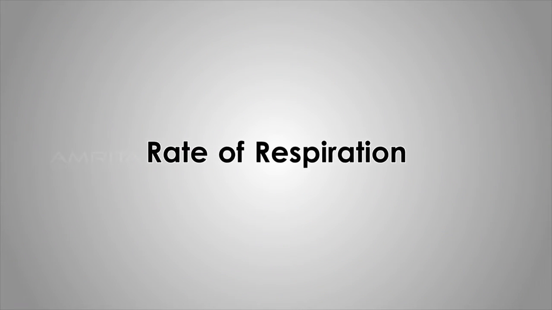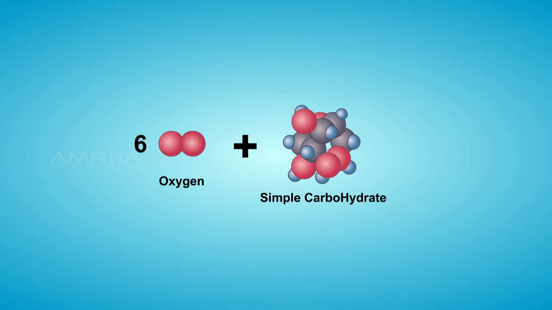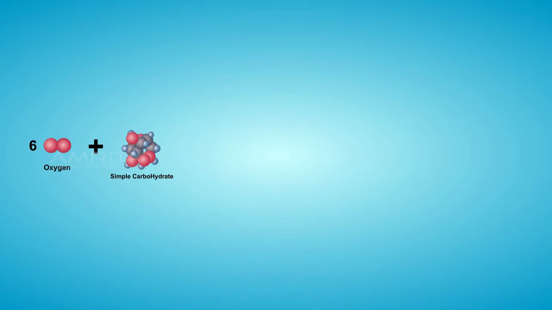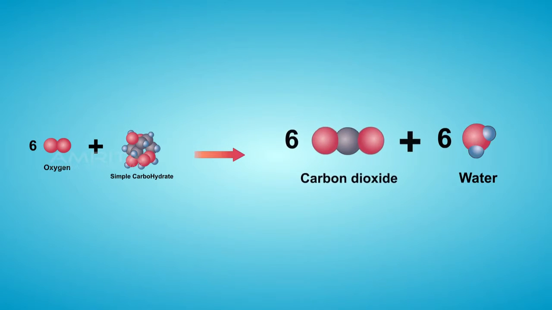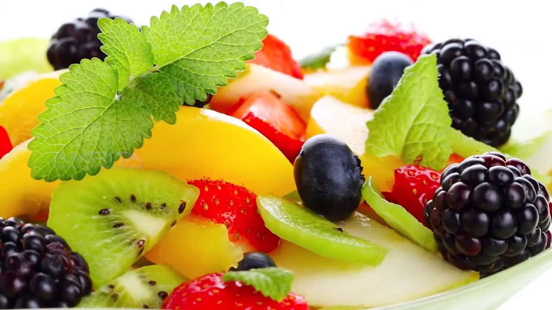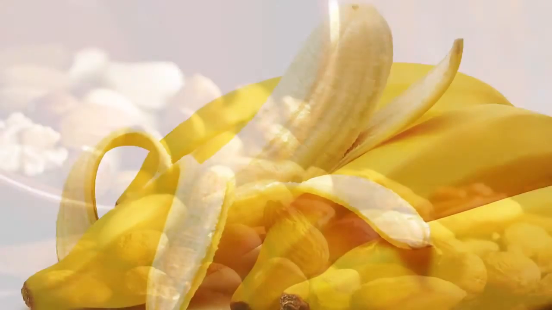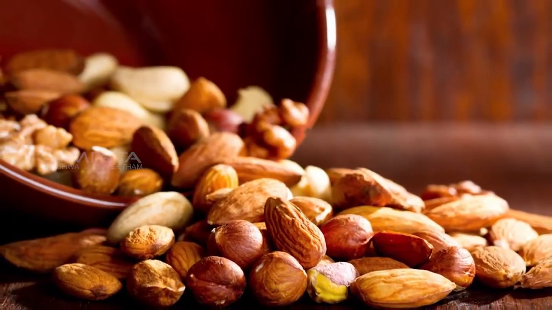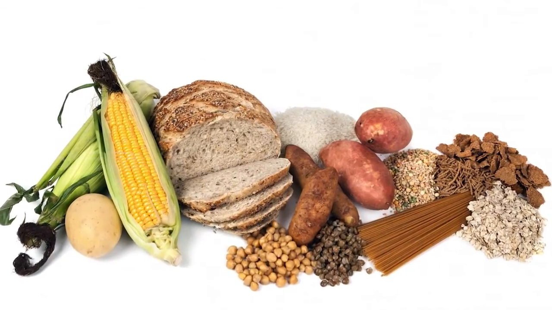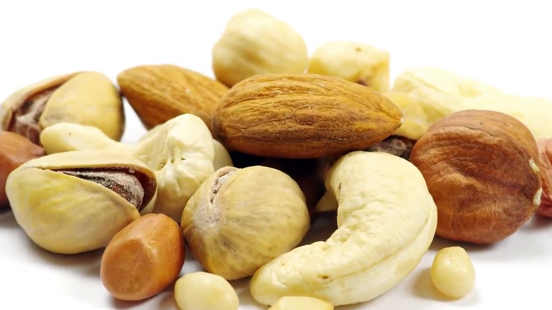Rate of respiration. Respiration is the process during which simple carbohydrates like glucose break down into simpler substances and liberate carbon dioxide and energy. The compound used or oxidized during respiration is called a respiratory substrate. Carbohydrates, fats, and proteins are examples of respiratory substrates.